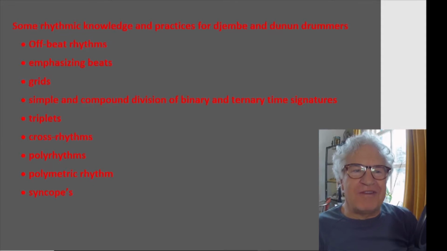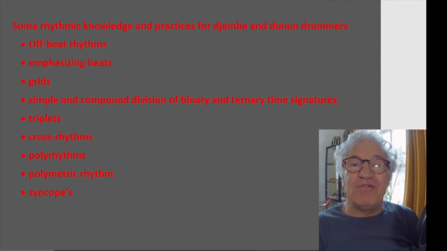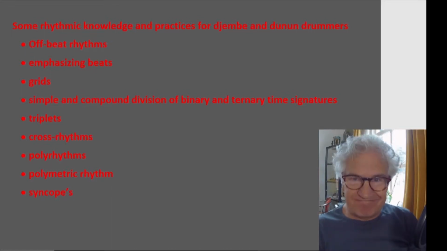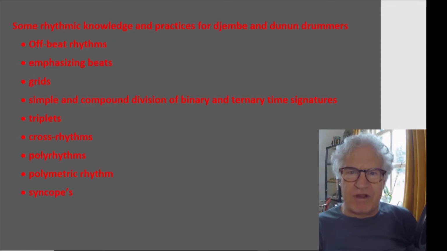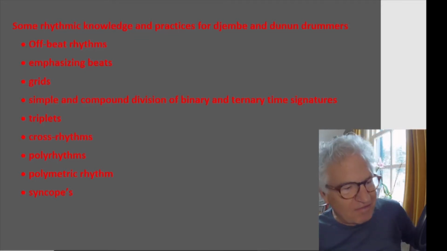Let's talk about some theory and practices for djembe and dunun drummers. Offbeat rhythms, emphasizing beats, grids, simple and compound division of binary and ternary time signatures, triplets, cross rhythms, polyrhythms, polymetric rhythm, syncopes. That's what I want to do with you.